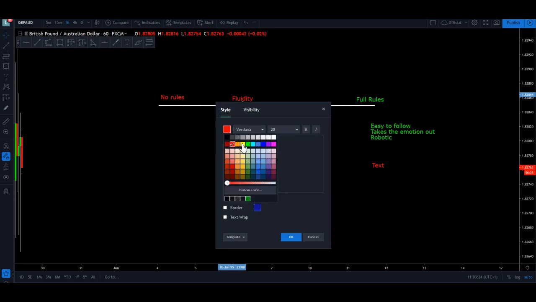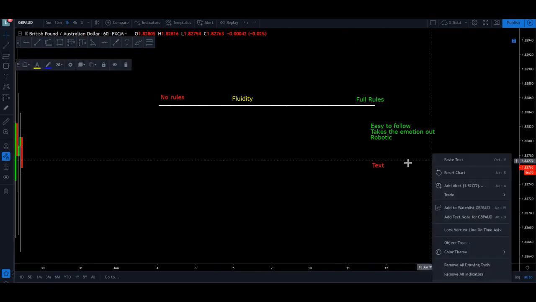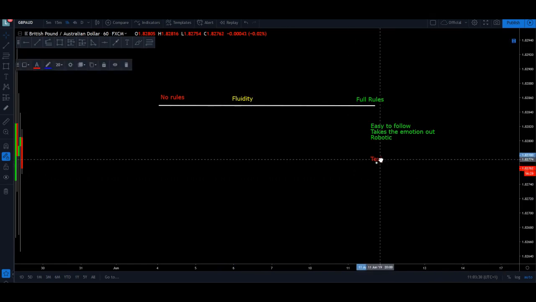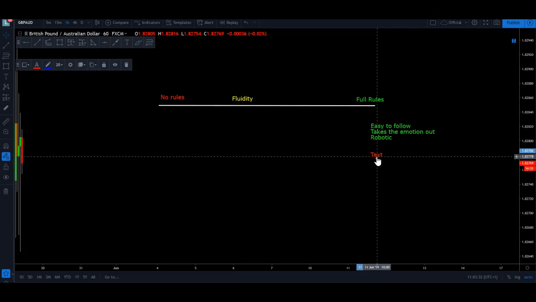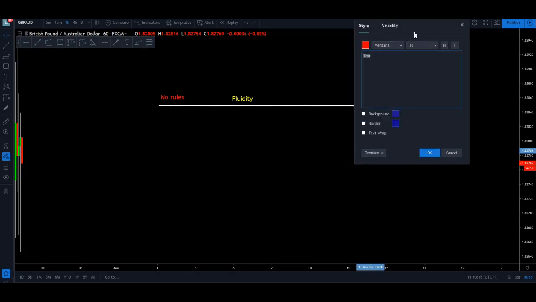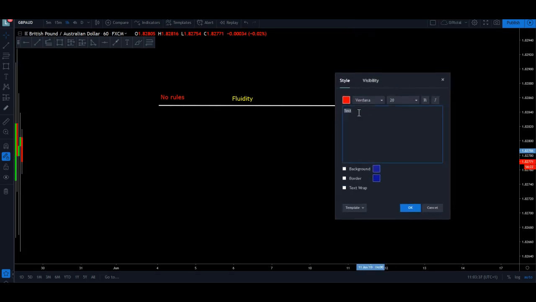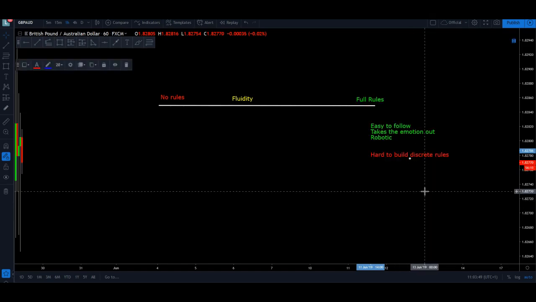There's still some rules, but it's a lot based on your perception of the market and all of them things. So for rules, what are the disadvantages of that? Well, the disadvantages of it is sometimes it's hard to build discrete rules, right? I mean, we're in a subjective market 24/7, right? Not everything can be defined by rules, in my opinion, right?